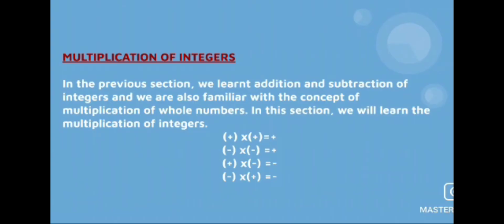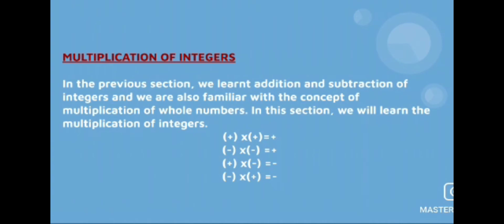Multiplication of integers. In the previous section, we have learnt addition and subtraction of integers, and we are also familiar with the concept of multiplication of whole numbers. In this section, we'll learn the multiplication of integers. When you are multiplying two positive integers, you will be getting a positive integer as the answer. If we have the same sign, we have to put plus before the product. If we have alternative signs, we have to put a negative sign before the product.